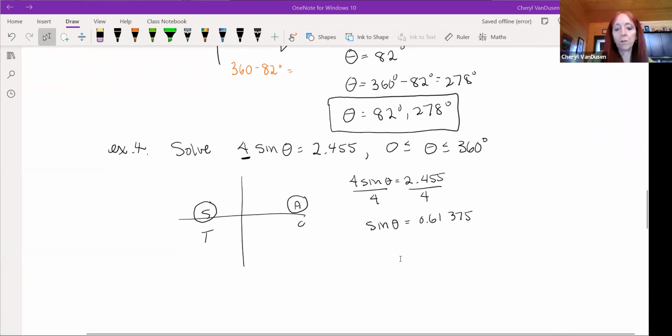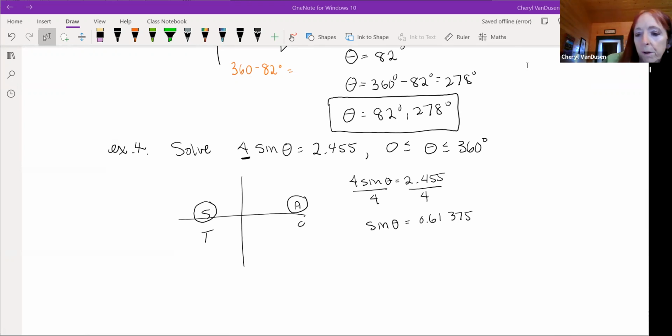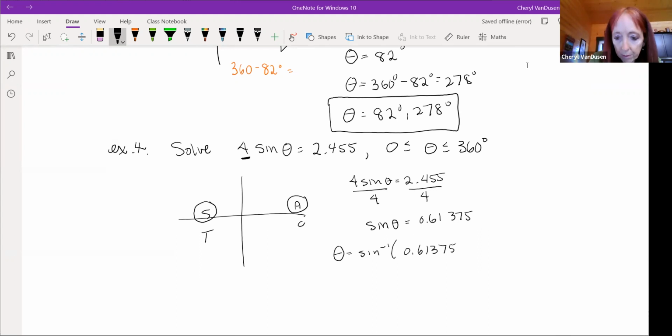All right, so let's look at how to solve this one. We've got this trig ratio, sine theta is 0.61375. So again, we're going to use our second function button on our calculator for sine. So theta is going to be sine to the -1 of 0.61375. So that just means second function sine and then 0.61375. And I get 37.86. So I rounded off, I just said to round to the nearest angle. So I get 38 degrees.